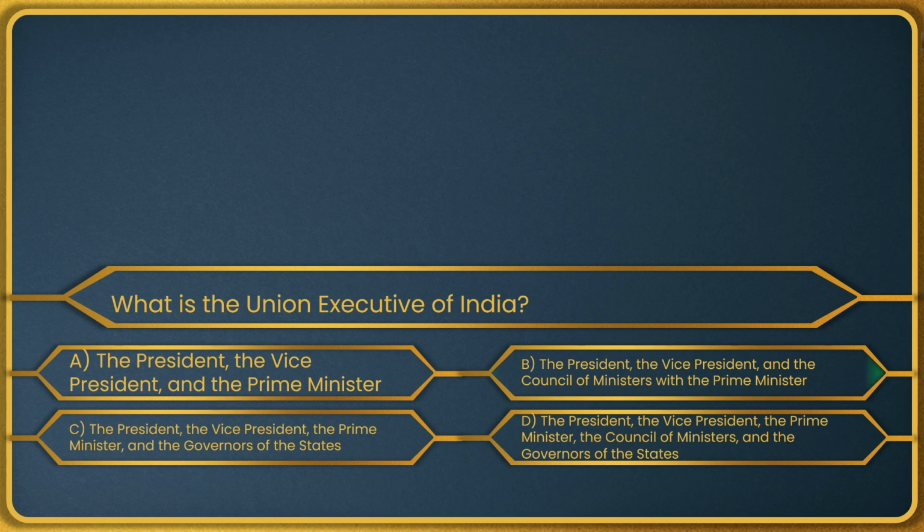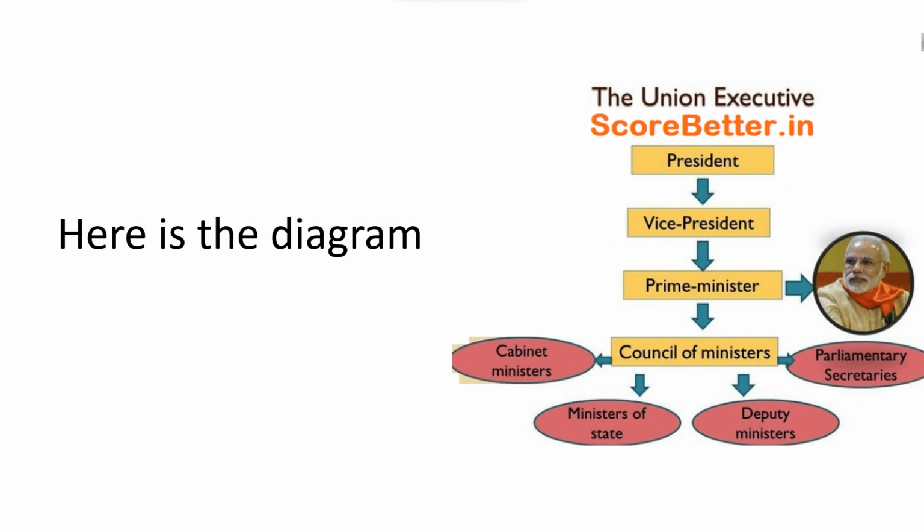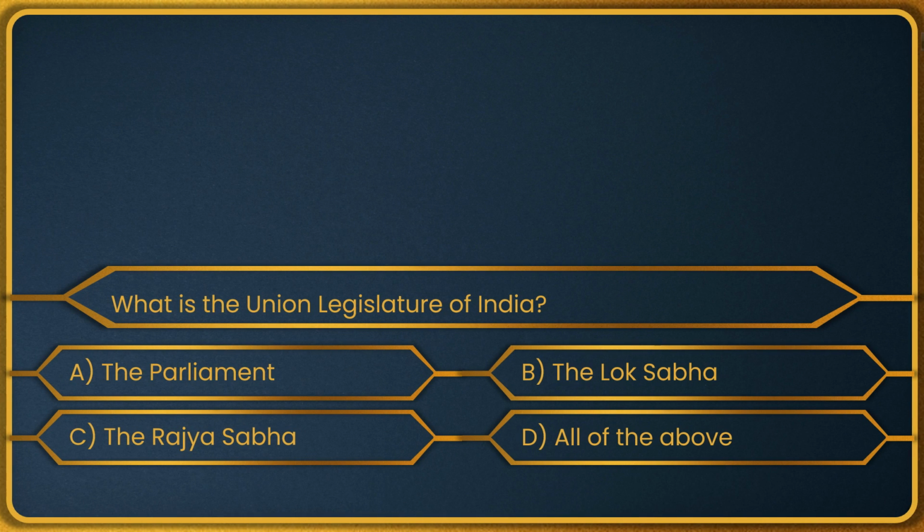Answer. Option B. The President, the Vice President, and the Council of Ministers with the Prime Minister. Here is the diagram. Next question. What is the Union Legislature of India? Option A. The Parliament. B. The Lok Sabha. C. The Rajya Sabha. D. All of the above.